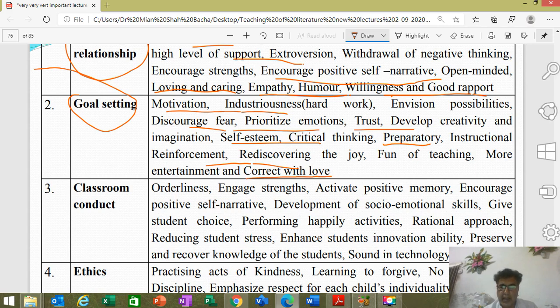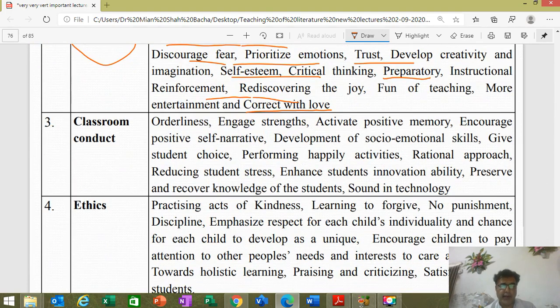All right. And then classroom conduct. We have to ensure orderliness, engage strengths, activate positive memory, engage the positive self, develop socio-emotional skills, give students choice, perform happy activities, use a rational approach, reduce stress, enhance students' innovation ability, preserve and recover knowledge of students, and be sound in technology. All right.